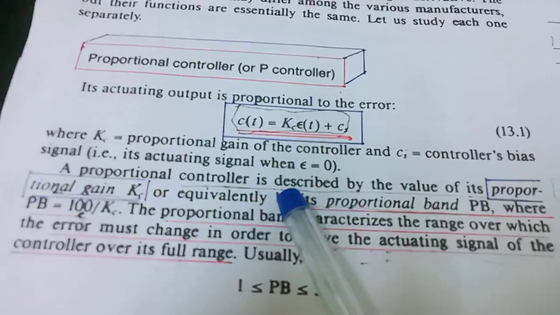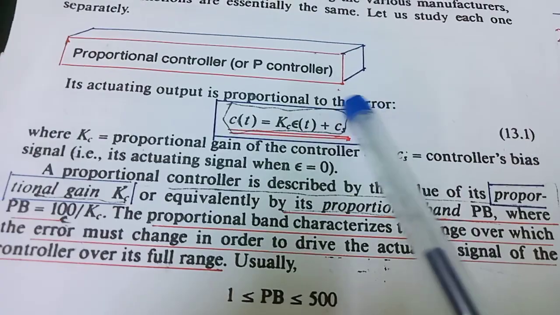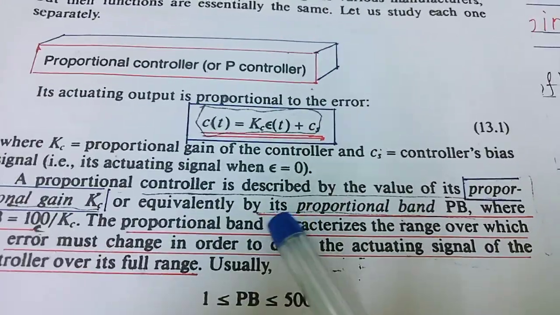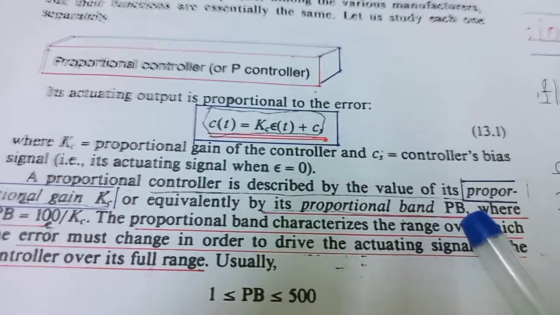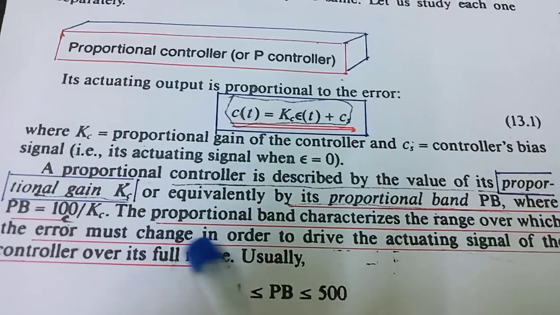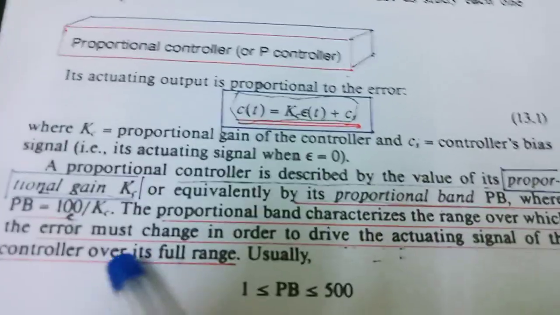This proportional controller is described by the value of the proportional gain Kc, or equivalently by its proportional band. This proportional band characterizes the range over which the error must change in order to drive the actuating signal of the controller over its full range.